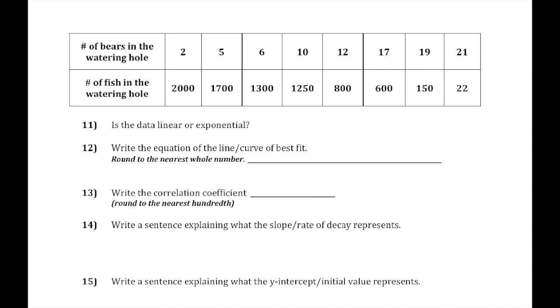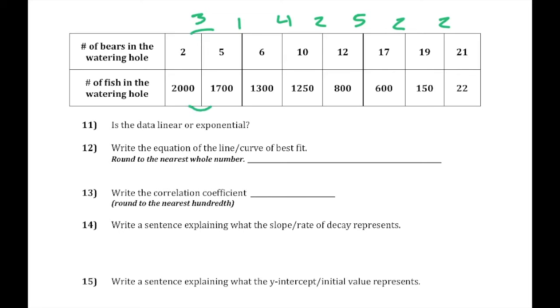Okay, our next situation, we're going to talk about the number of bears in the watering hole and the number of fish in the watering hole. And we have to decide if this data is linear or exponential. So let's just look at our changes here. This is a change of 3 and 1 and 4 and 2 and 5. So not super consistent here, 2 and 2.